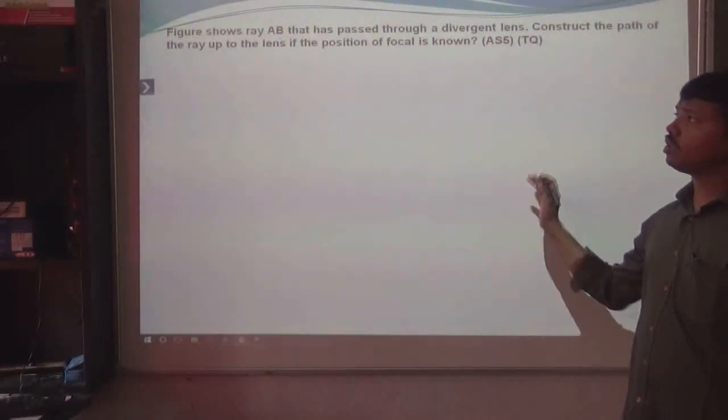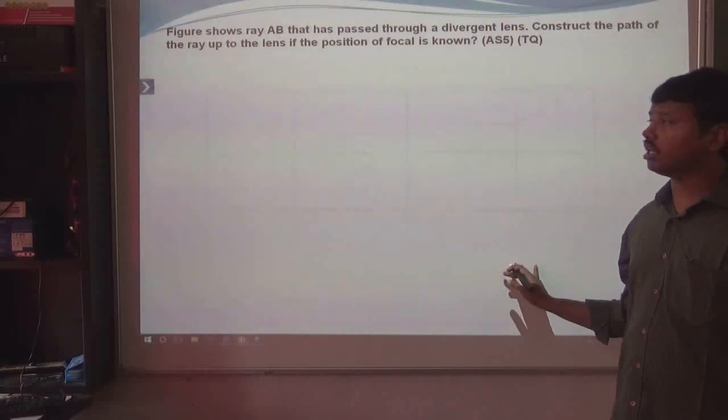And also some more questions are given in textual questions. These textual questions are also there. They complete the picture for the diagrams.